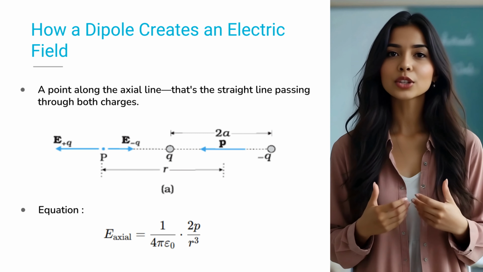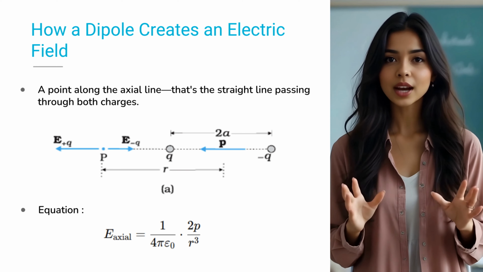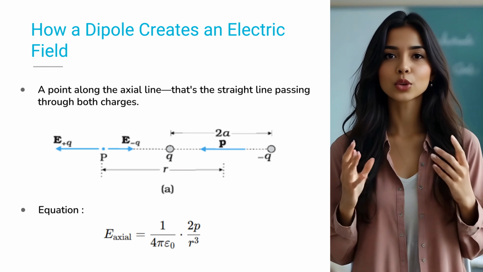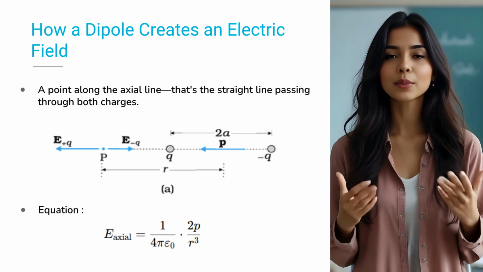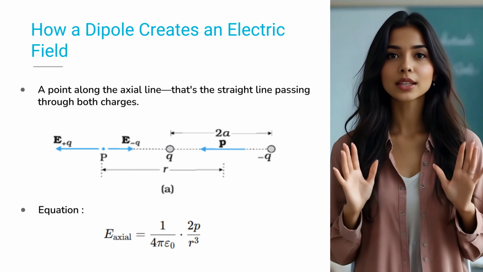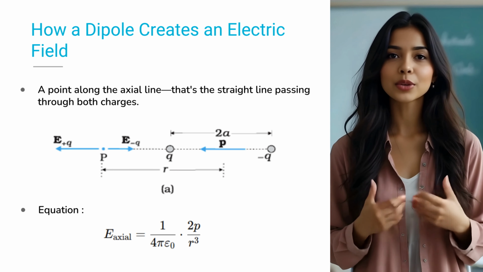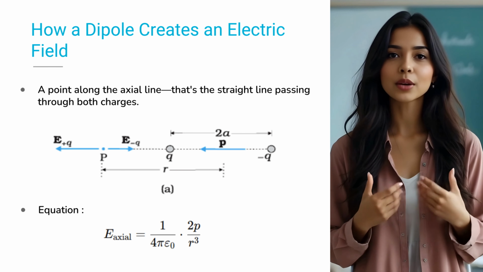Let's see what kind of electric field a dipole creates. In part A figure, we're looking at a point along the axial line. That's the straight line passing through both charges. Electric field on the axial line equals 1 divided by 4 pi epsilon naught, multiplied by 2 times the dipole moment, divided by the cube of the distance from the dipole's center. So, the farther you go, the weaker the field becomes very quickly.